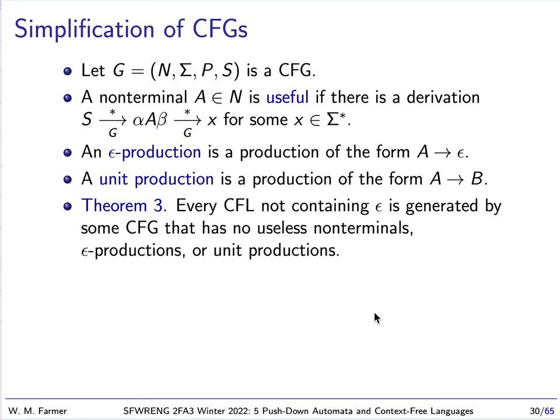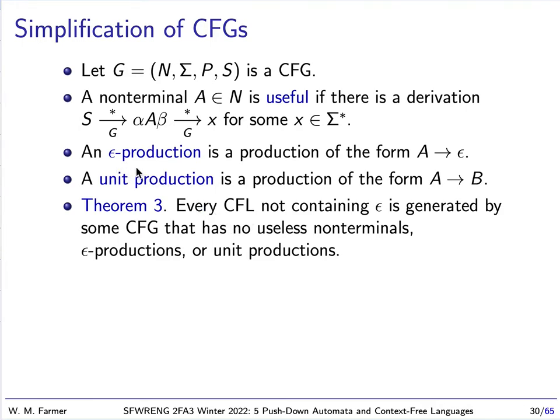The first is we can define a non-terminal, A, to be useful if there's some derivation that actually uses that non-terminal. So if there's no way to have a derivation that uses a non-terminal, we'll say that non-terminal is not useful, it's useless. So useless non-terminals really provide no benefit to us at all.